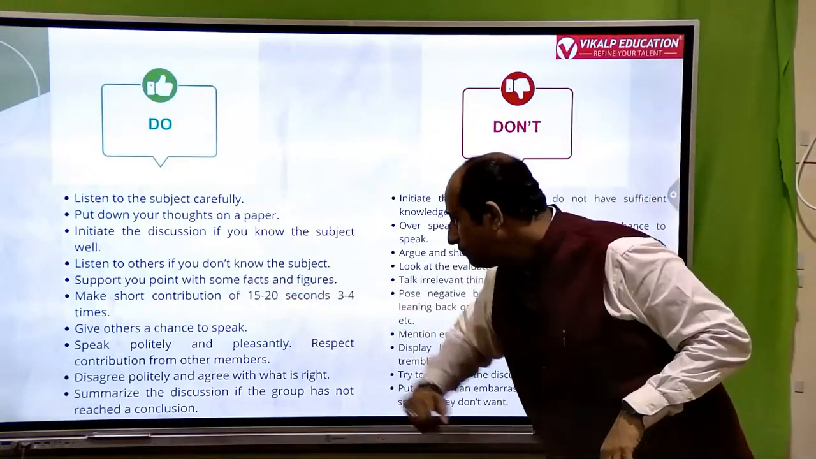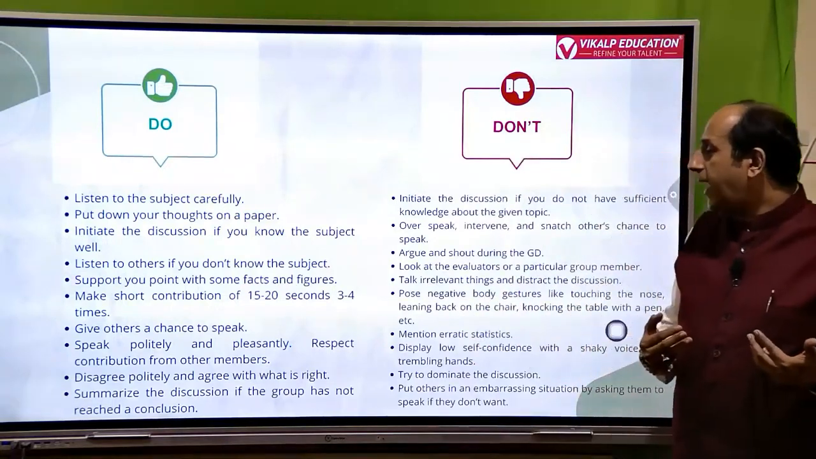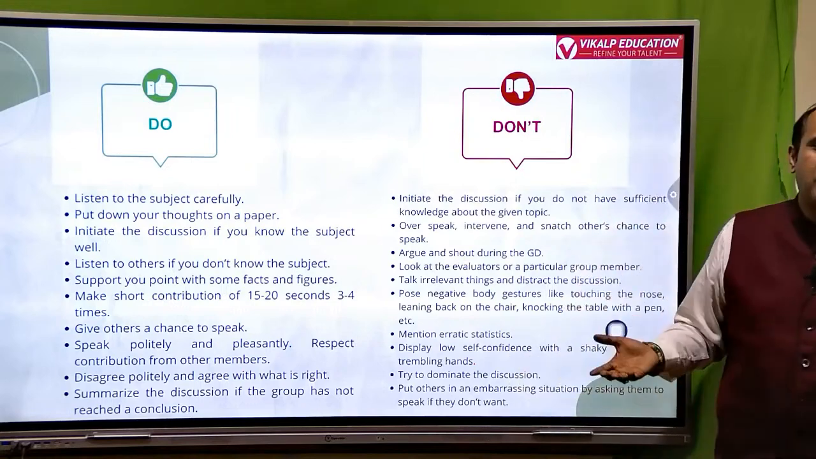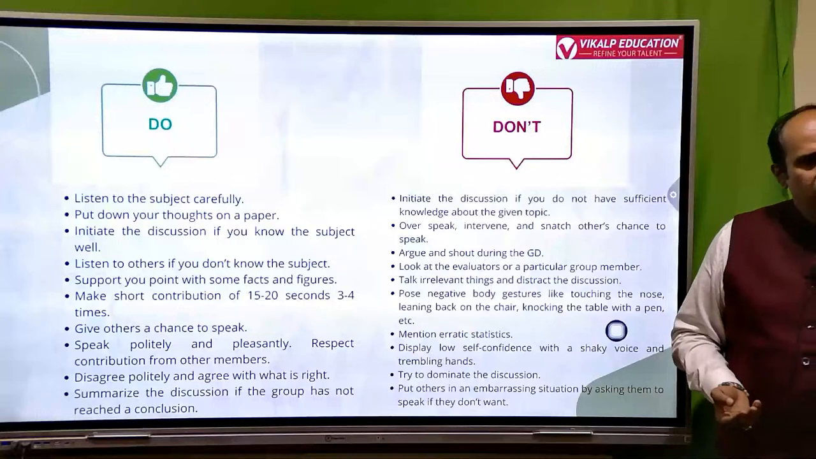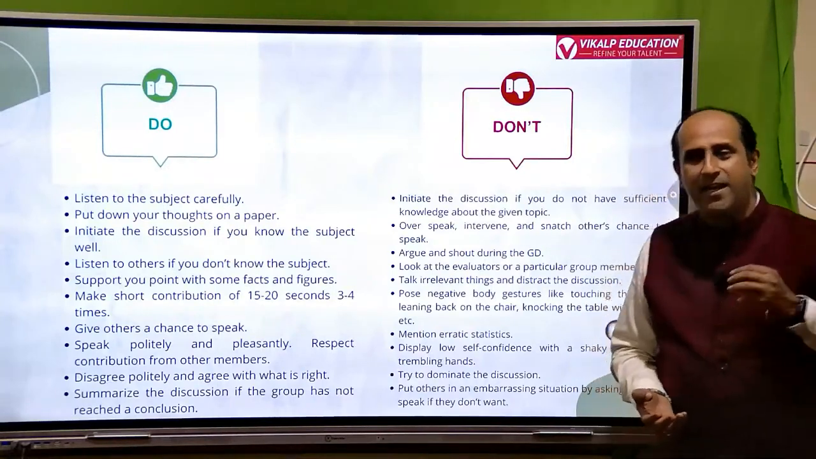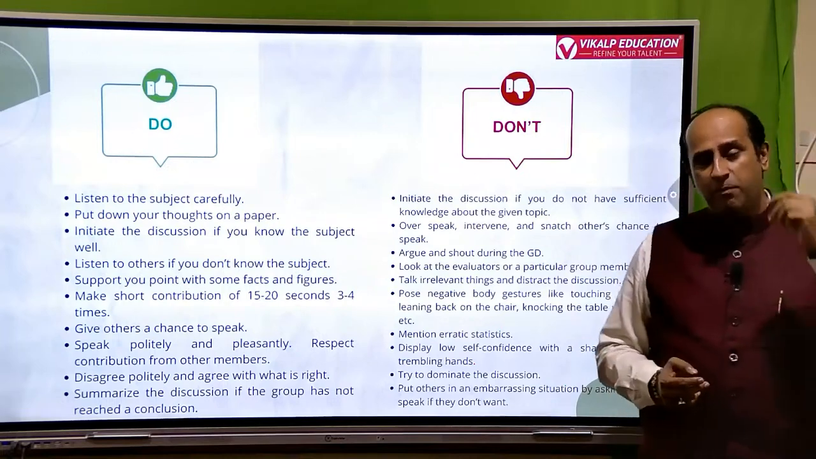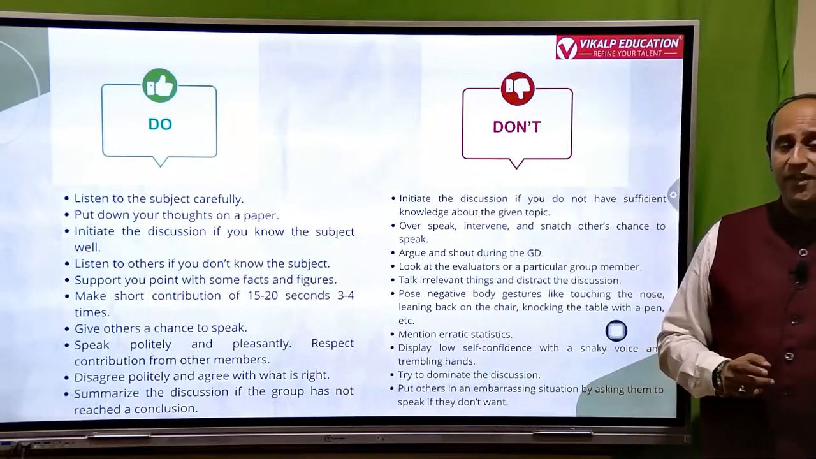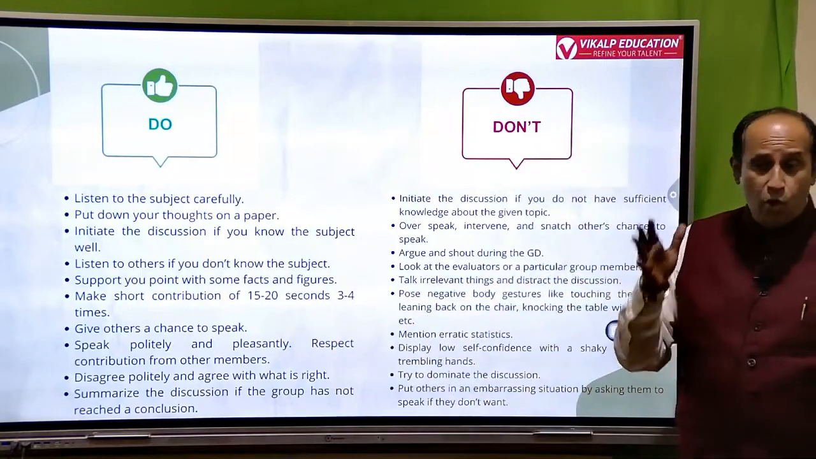Make short contributions, maybe 3-4 times. So typically if the GD is for 20 minutes and if there are 10 members, on an average you get 2 minutes to speak. You need not speak for 2 minutes continuously. You have to speak and come back and make the right impact. But whenever you speak, make sure you are heard that time. That's very important. So that is what I mean by a good entry.